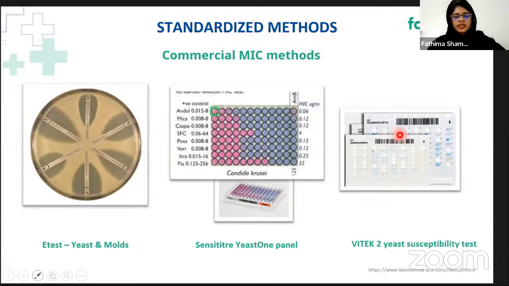So here basically we get disposable cards where there is a gradient of antifungal agent. The yeast sample is then inoculated onto the card and incubated for 24 hours. And based on this, you get the MIC values.